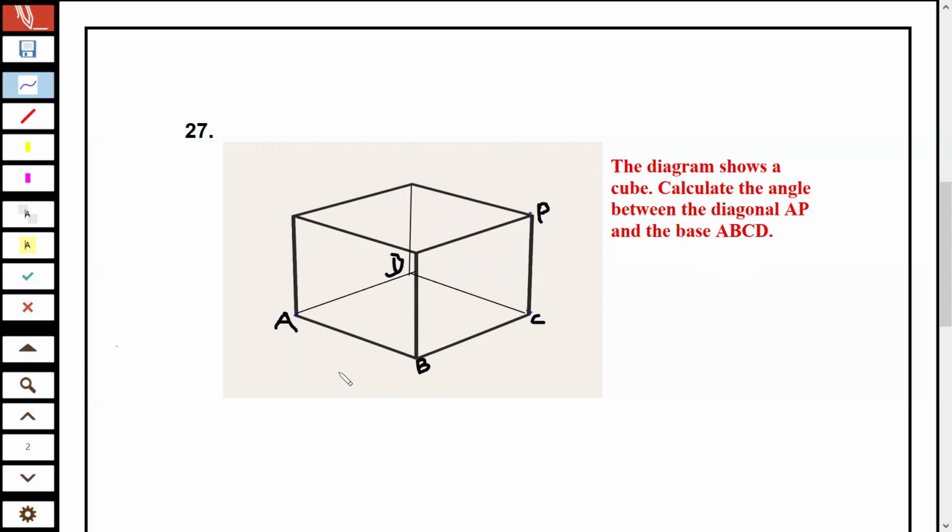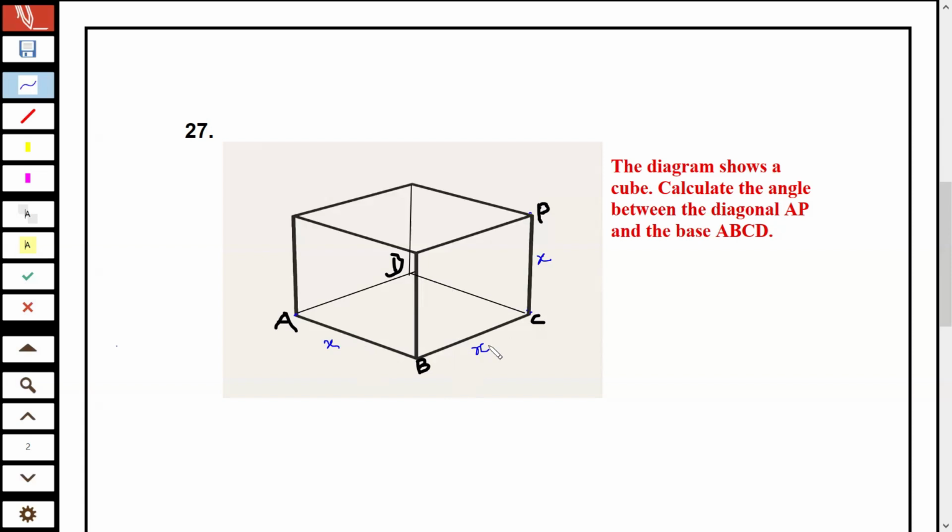Now, from this diagram, no dimension was given. The side length of the cube was not given. So, first and foremost, we have to assume that the side length is x. And of course, the sides of a cube are all equal. So if AB is equal to x, then BC will also be equal to x, and CP will be equal to x as well, because all the lengths are equal.